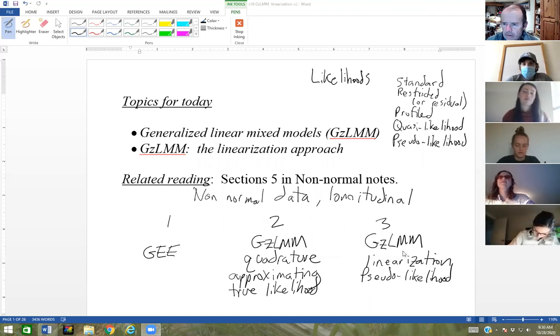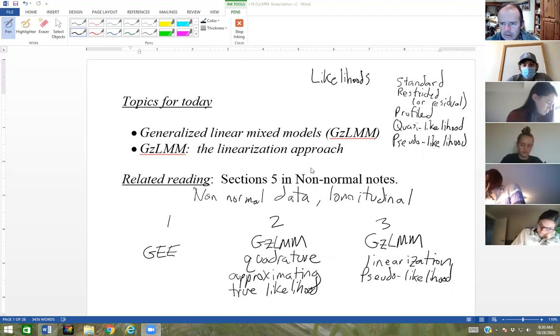Where I left off was whether we have an outcome that may not be normal, but we're going to use a method to transform that into something that's approximately normal so that we can employ linear mixed models. And that's the method that we're learning today.